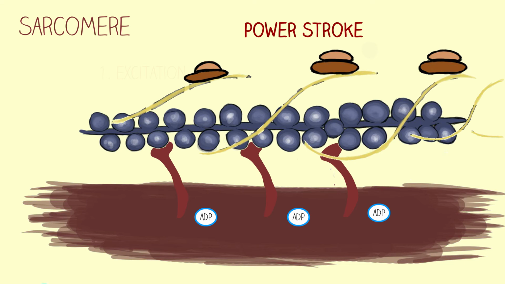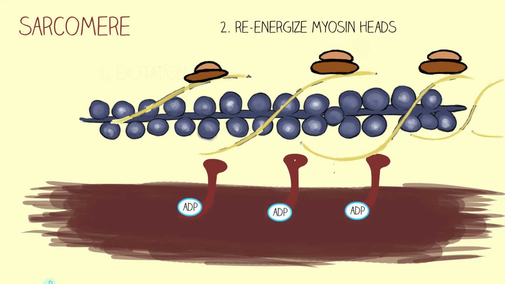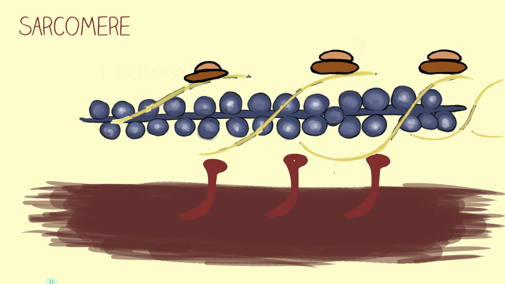Immediately after the power stroke, ADP is released from the myosin, and a brand new ATP binds to the open binding site. The binding of the new ATP does two things. One, it will release the myosin-actin cross bridge. In other words, myosin and actin will become detached from each other. And it will also re-energize myosin through ATP hydrolysis, again through the breaking of a phosphate bond. This returns myosin back to step one again, that is, being energized, cocked, and prepped for a new contraction cycle.